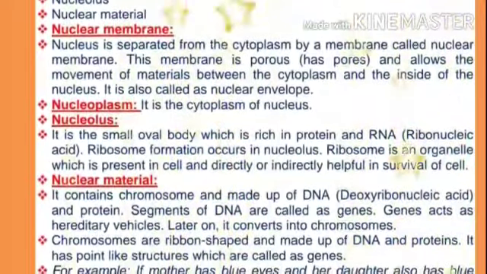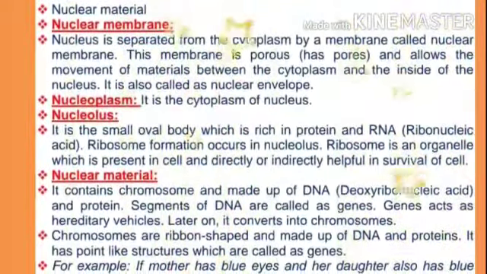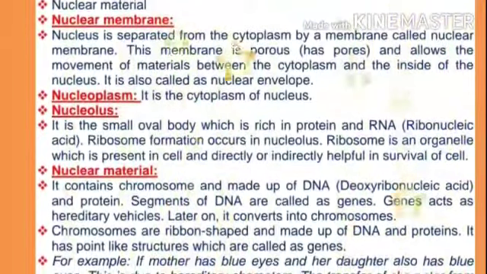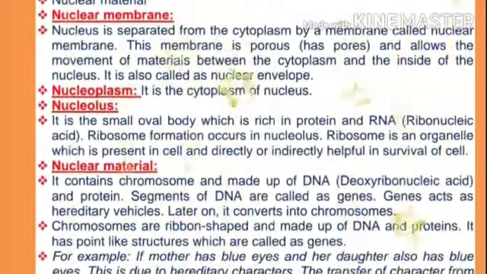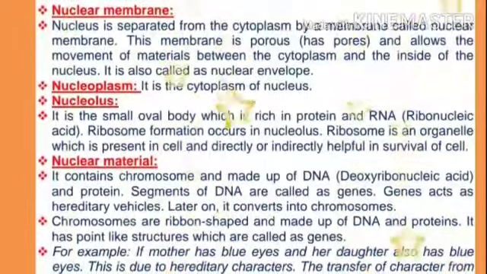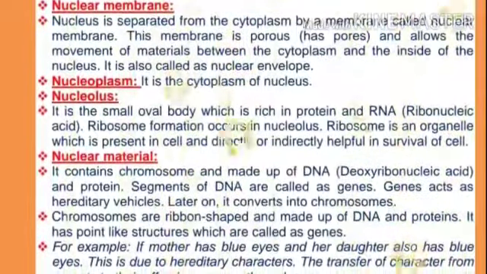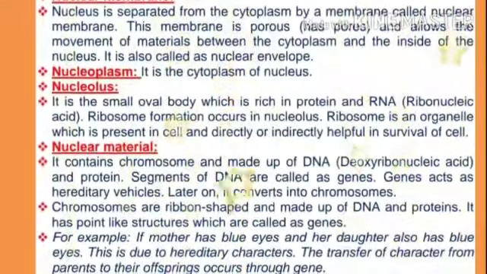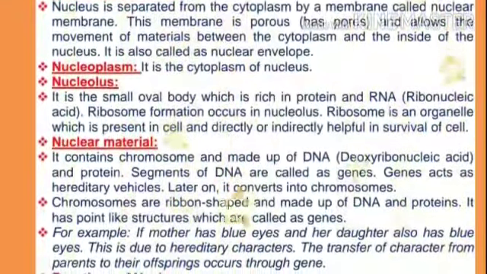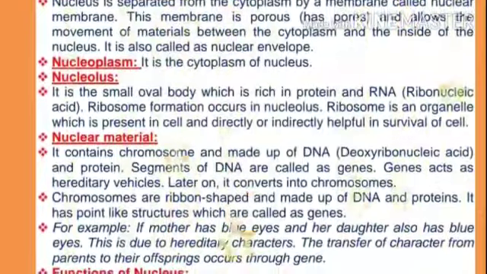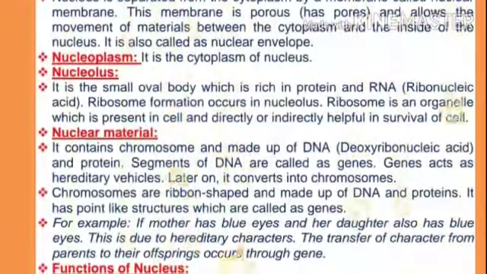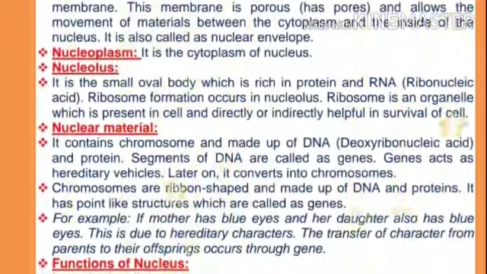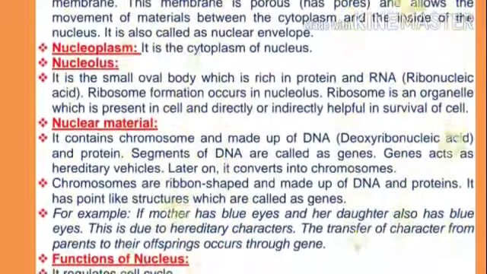Nucleolus. It is the small oval body which is rich in protein and RNA, ribonucleic acid. Ribosome formation occurs in nucleolus. Ribosome is an organelle which is present in cell and directly or indirectly helpful in survival of cell. Nuclear material. It contains chromosomes and is made up of DNA, deoxyribonucleic acid, and protein. Segments of DNA are called as genes.